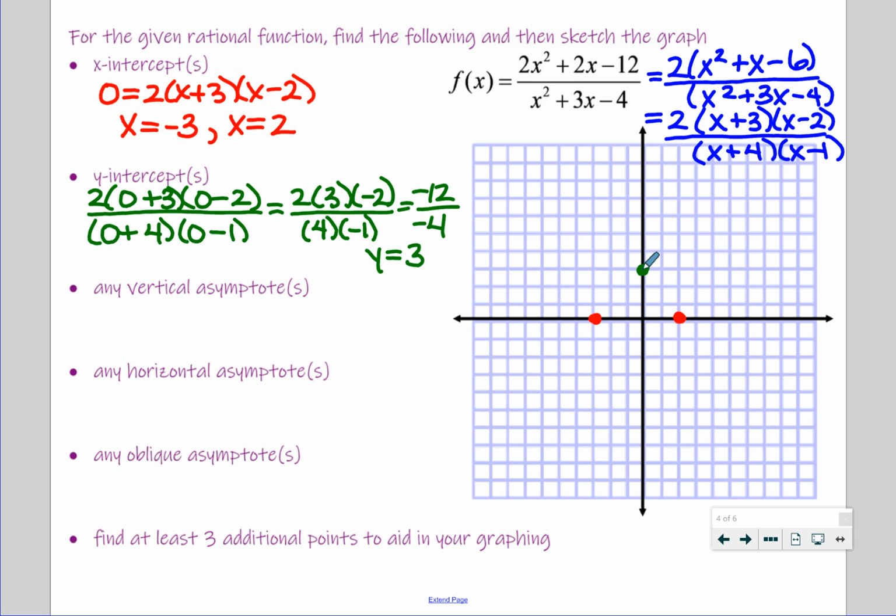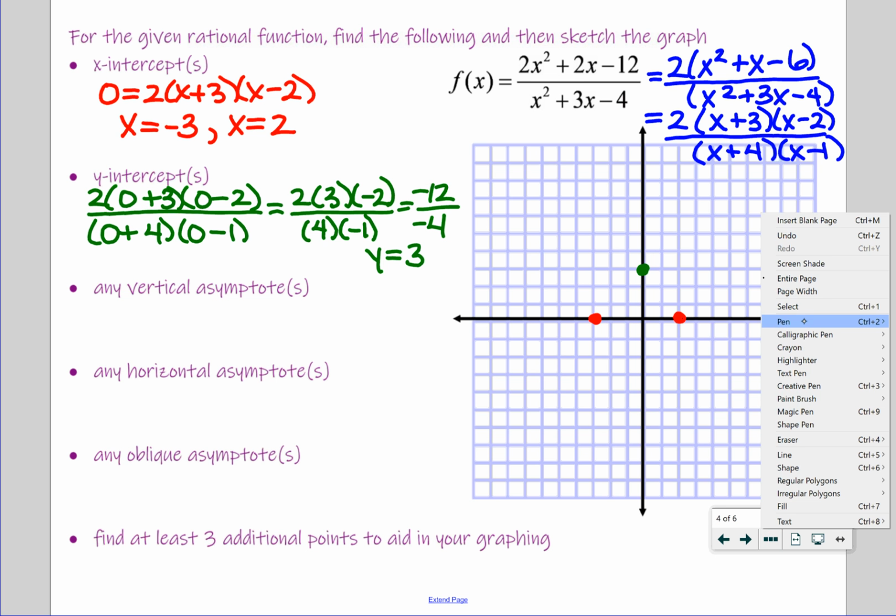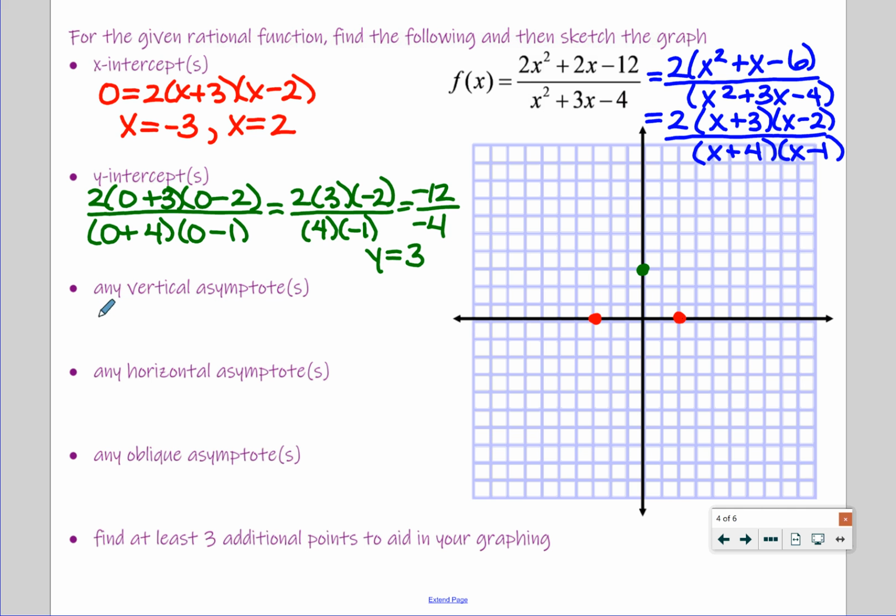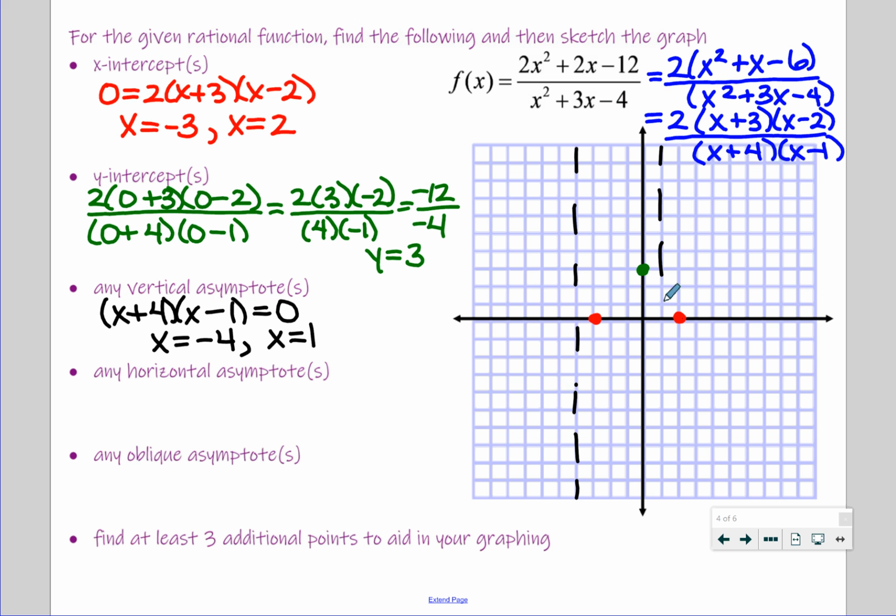Okay. Next up, vertical asymptotes. We're going to set our denominator equal to 0, which again, it's already factored, so that was worth the step in the beginning there. And if I set each of those factors equal to 0, I'm going to get x equals -4 and x equals 1. Don't forget the x equals on those because you're writing the equation of a line. So at -4, I have a vertical asymptote, and at +1, I have a vertical asymptote. There we go.